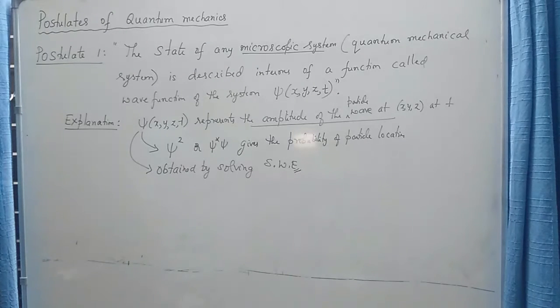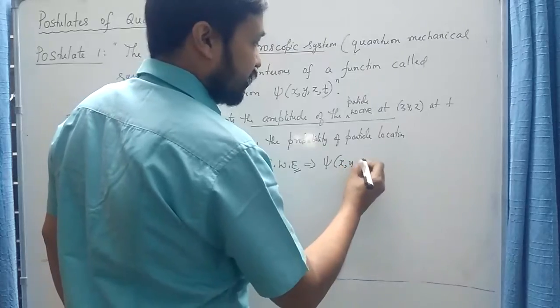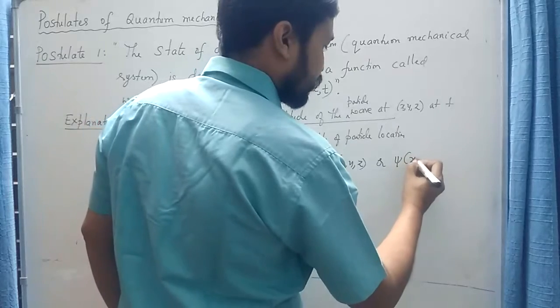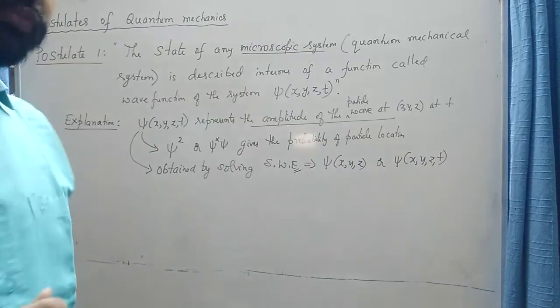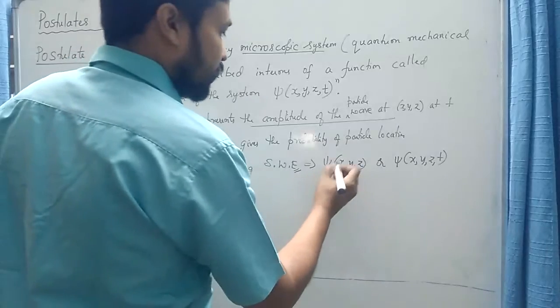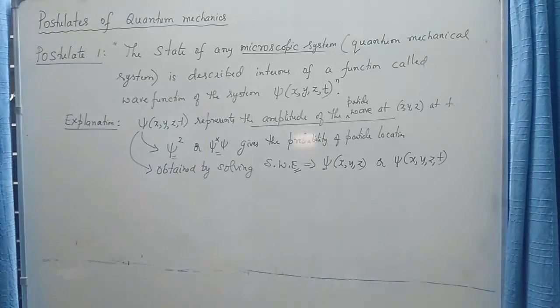So depending on whether we are using the time dependent or time independent Schrodinger wave equation, the resulting wave function may depend on time, or it may not. We may end up with a wave function psi of x comma y comma z if it is a time independent Schrodinger wave equation, or a wave function psi of x comma y comma z comma t if it is a time dependent Schrodinger wave equation. And remember, this may be a real or a complex function, but psi square, or psi star into psi, is always a real number.